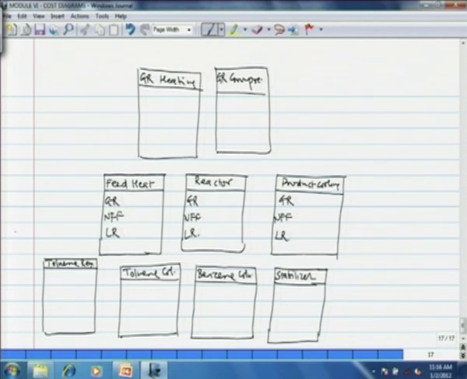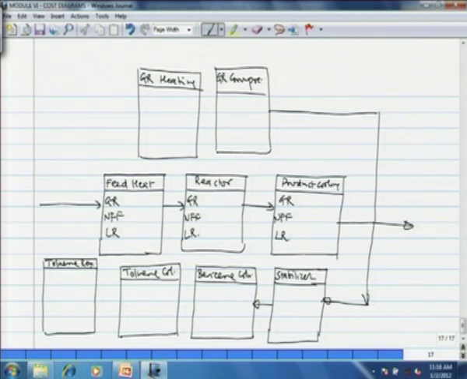Okay, and now we connect these elements. And now we have to write the loss.